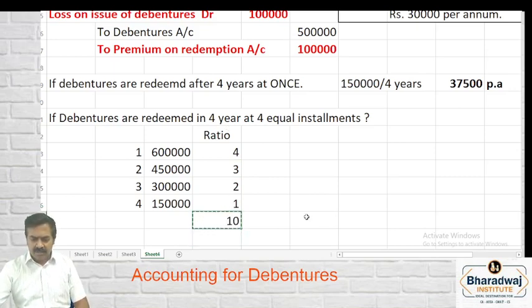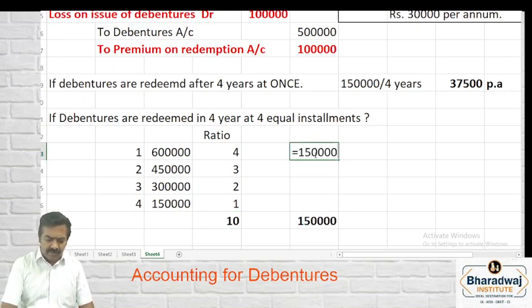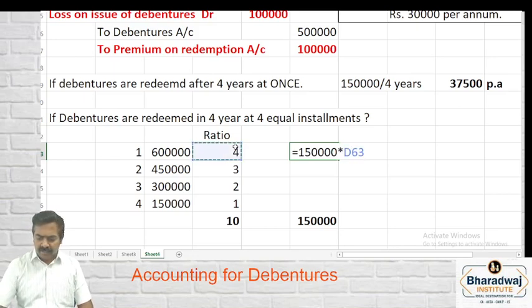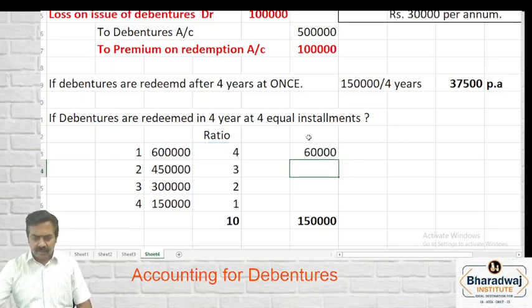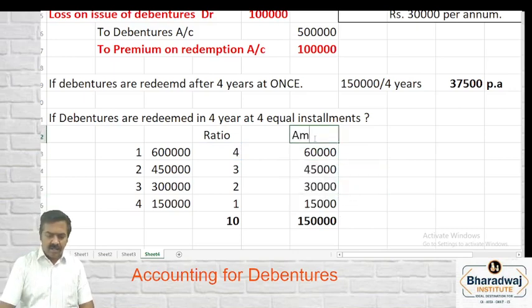What is the total loss? This 1,50,000 will be written off in this ratio. Simple. 1,50,000 into 4 by 10, then 3 by 10, 2 by 10, 1 by 10, like that you will write off. This is the amount to be written off.